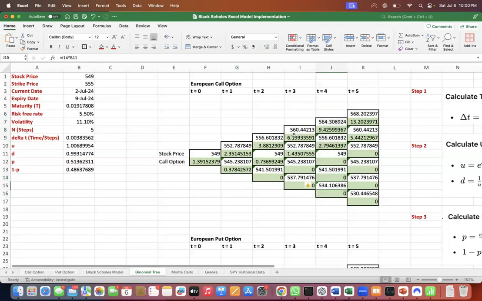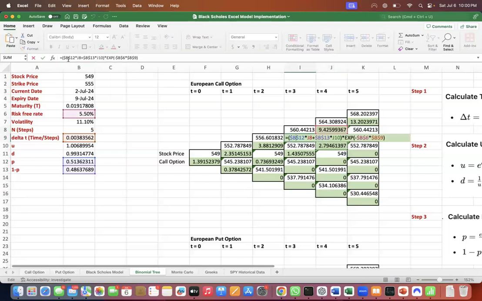Now to find the value at t equal to 3, what you will do is multiply this with p. As we see in this formula, we are multiplying b12, which is p, with j8, which is this value, and then multiplying b13, which is 1 minus p, with j10, which is this value. And then basically we take exponential of minus r delta t. Once you do, you'll get the price here.